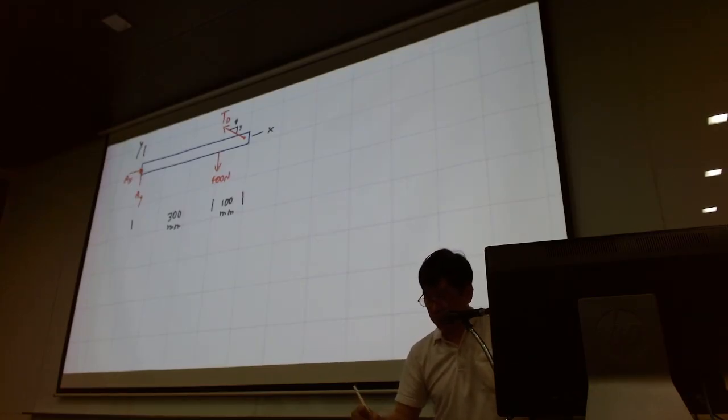From here, we're going to say that the summation of the moment around A in the z-axis equals 0. And from left to right, I will have minus 0.3 meter.